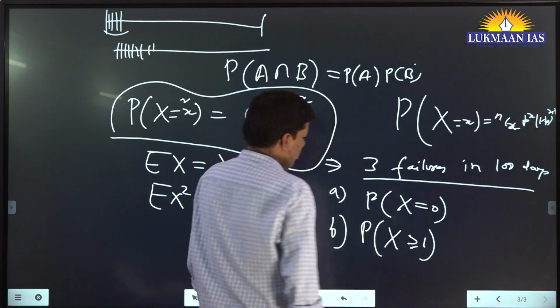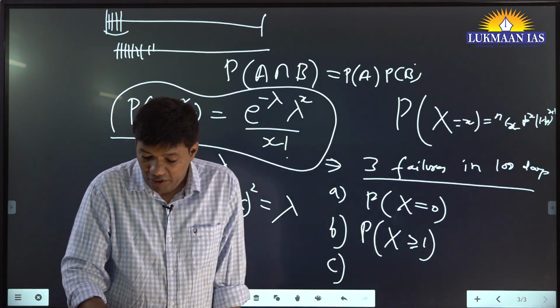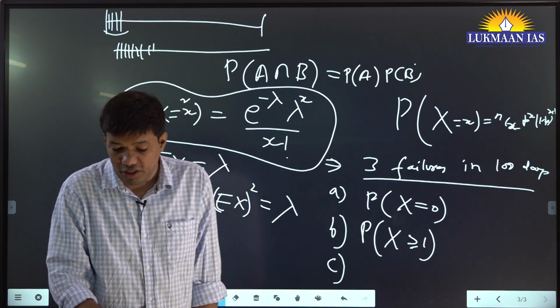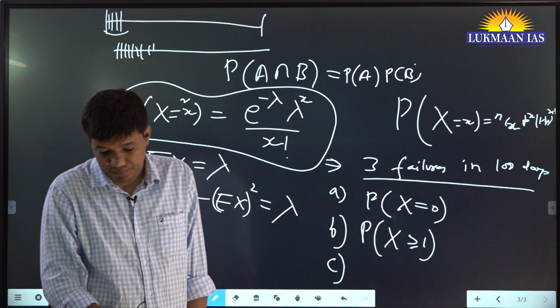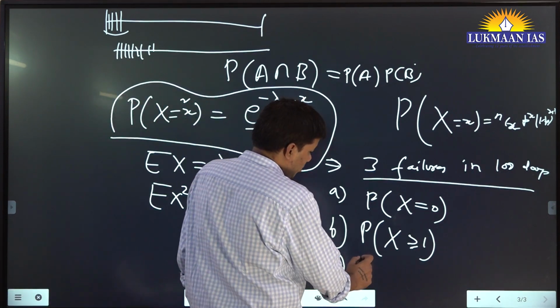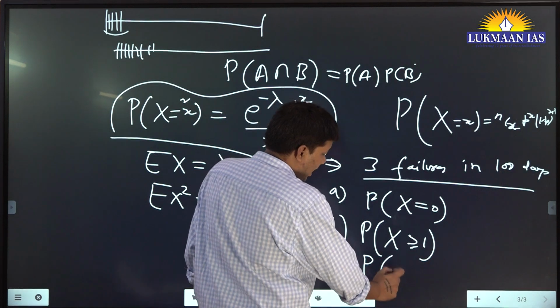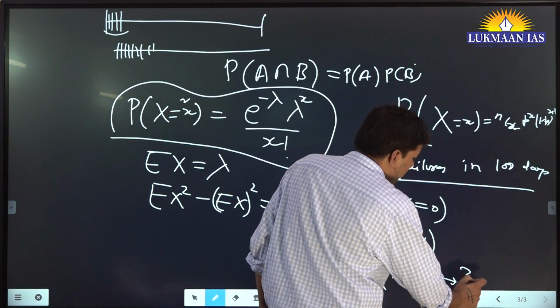Any probability of x being one or more. Third part is, what is the probability of at least 2 failures in a 3-day period? Okay. At least, see, this question is the probability of at least 2, right? But in a 3-day period.